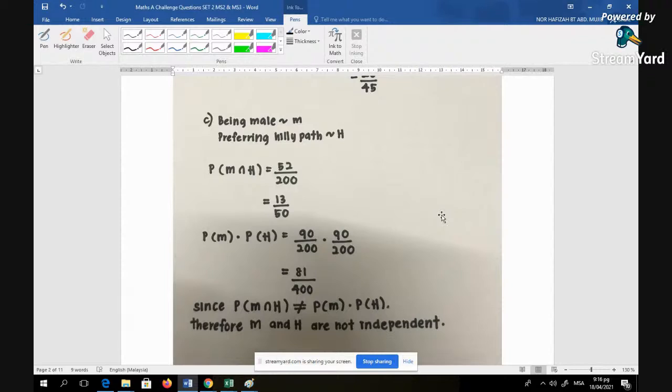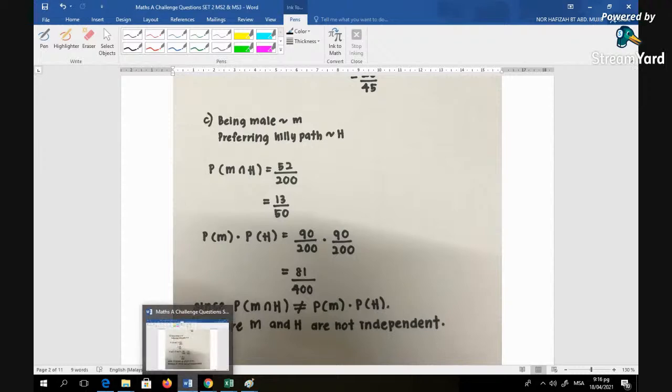Referring to the table, we find that the probability of male is 9/20, and the probability of preferring hilly path is 90/200. We multiply both together and get 81/400. But as we can see, male intersect hilly path is not equal to the probability of male times the probability of hilly path. Thus, M and H are not independent.